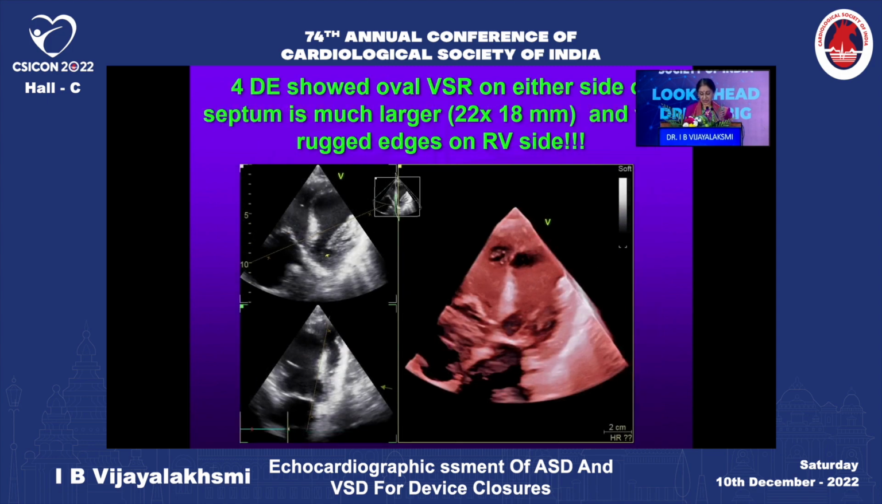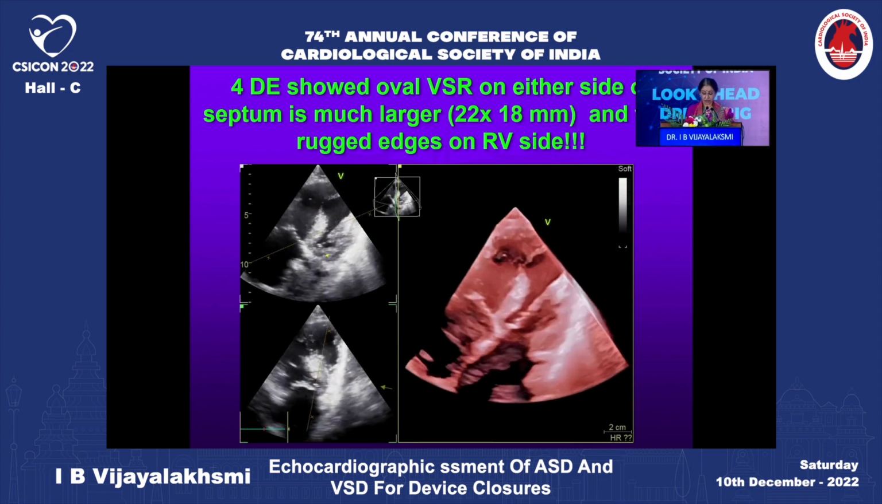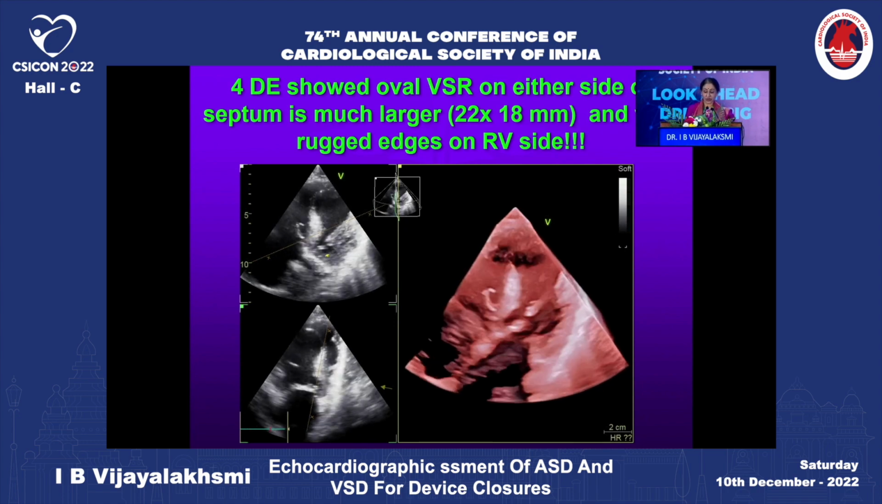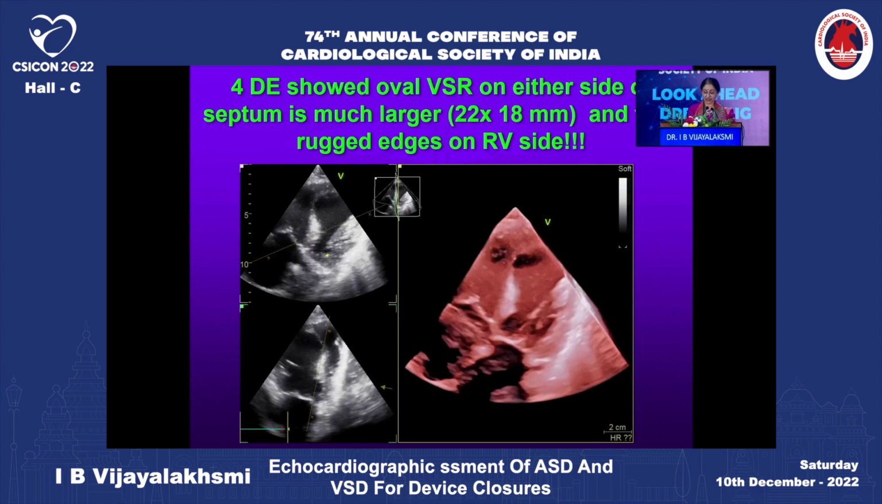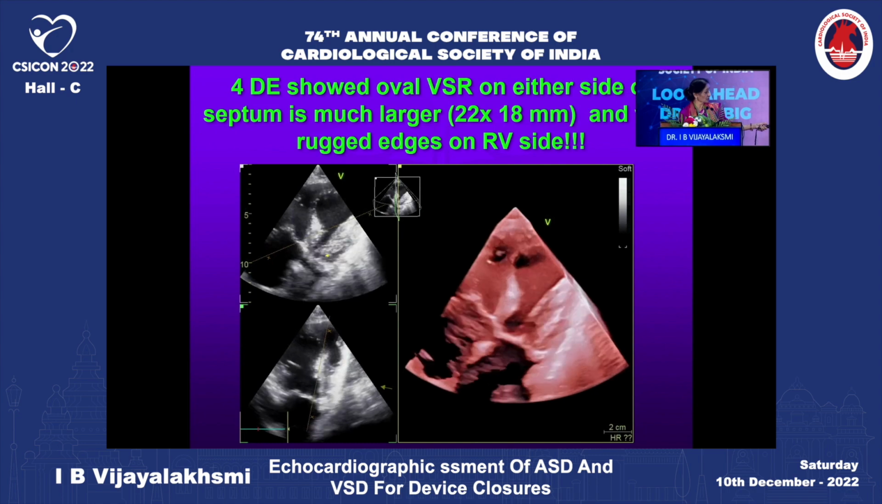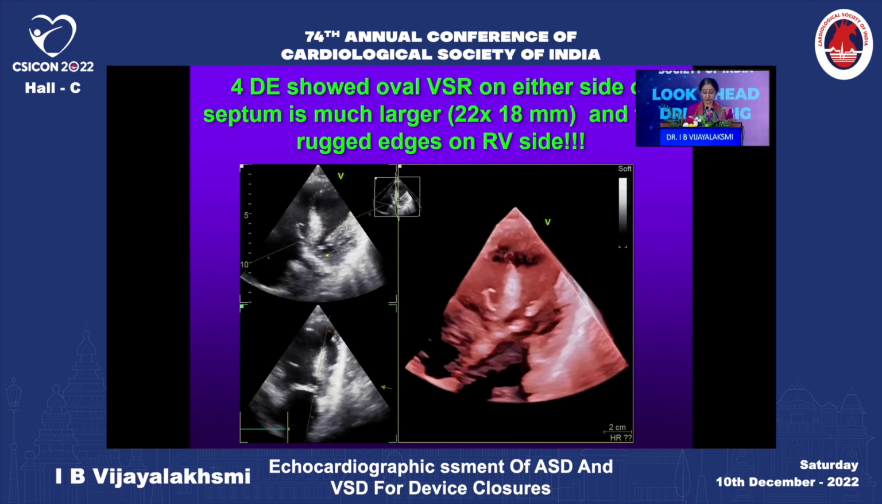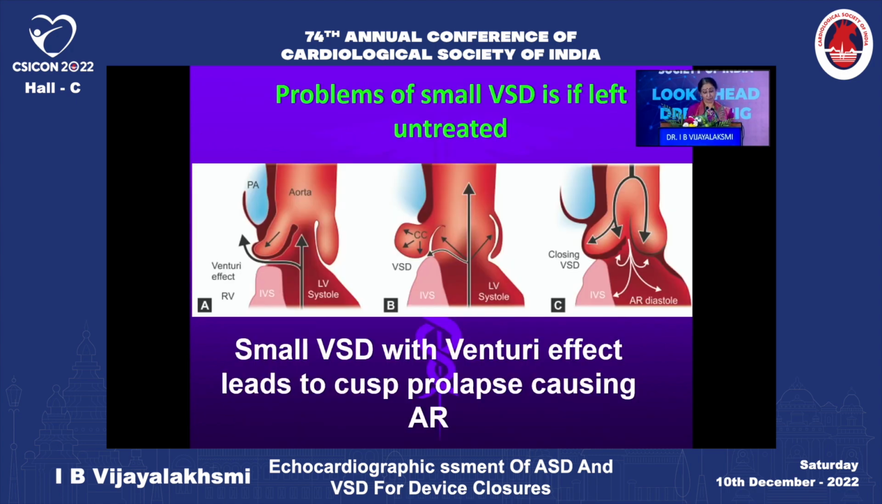And what we thought was a 12 millimeter VSD, ventricular septal rupture, on measurement was 22/18 from the LV side, and from the RV side you can see that the ragged tissue is there. And this is how we know the device closure can be done in a better way.